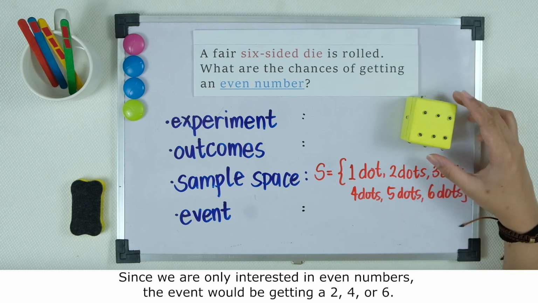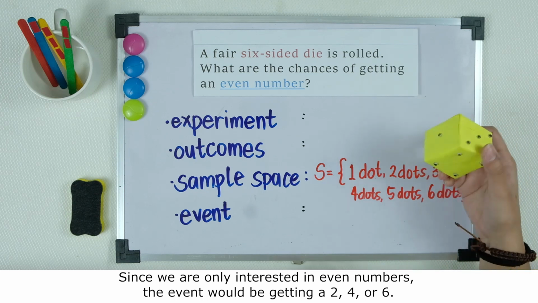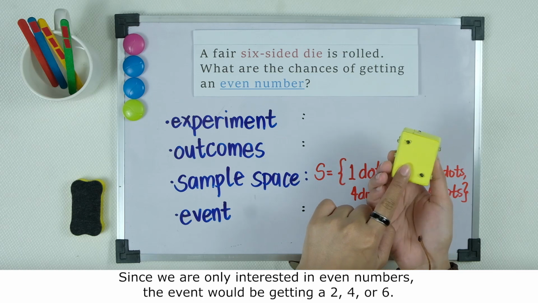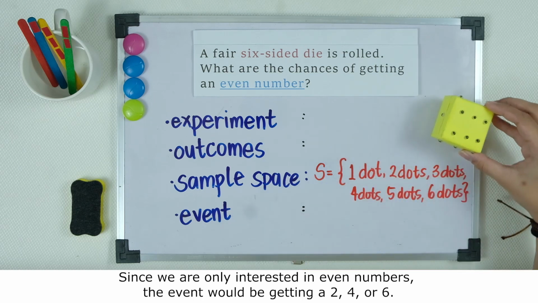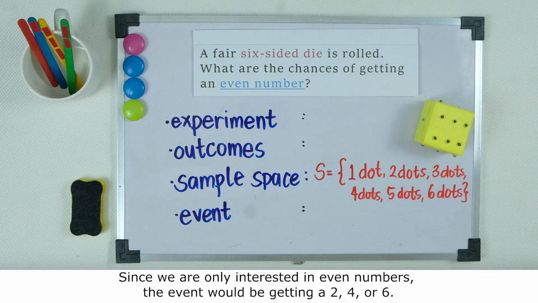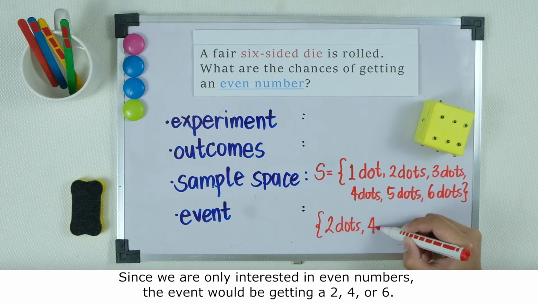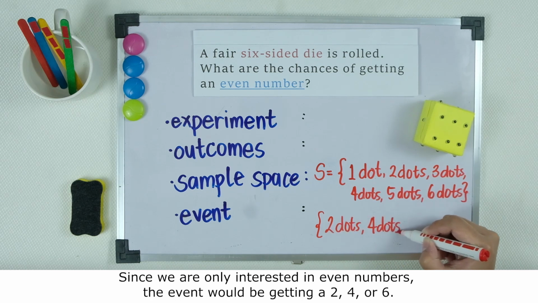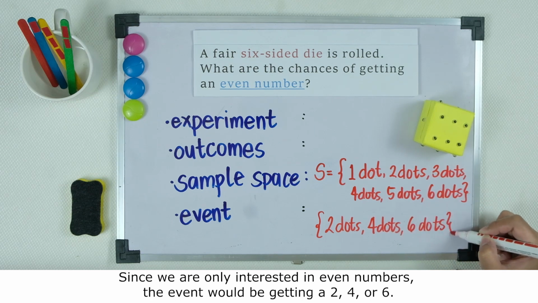Since we are only interested in getting an even number, the event would be getting a 2, a 4, and a 6. So therefore, we have getting 2 dots, 4 dots, and 6 dots. This is our event.